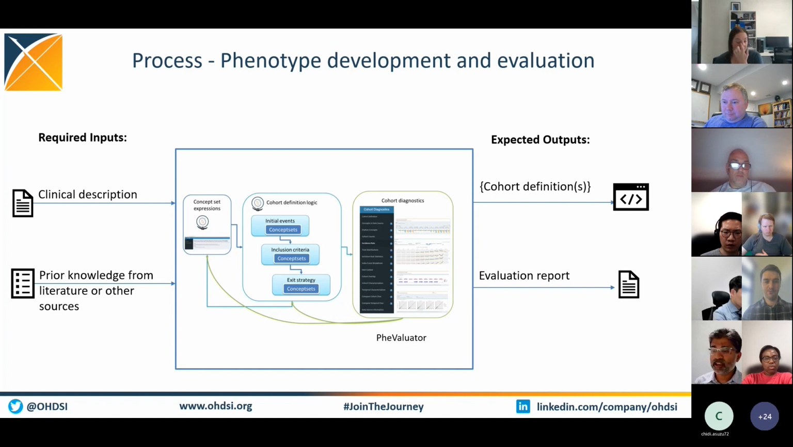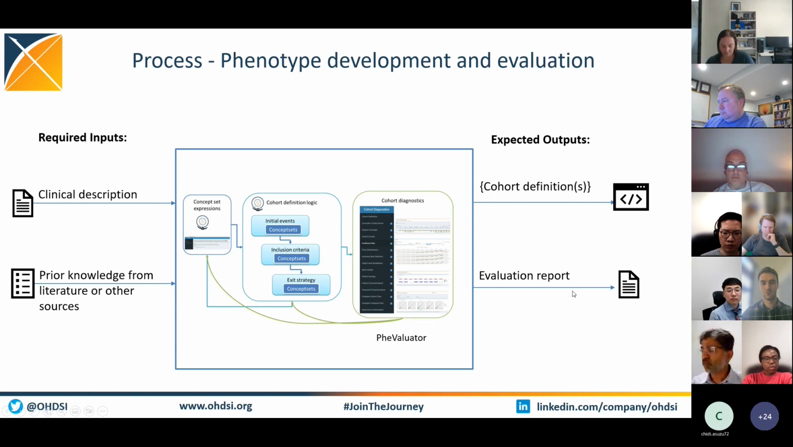The input is a clinical description. Clinical description allows us to develop a shared understanding of what the target phenotype is. We also take as input work that has been done by others in published literature, prior knowledge from literature sources. Is there a validated definition that has been used in certain other studies? The expected output is code definitions. And code definitions, again, can be one or more for one target clinical idea or phenotype.